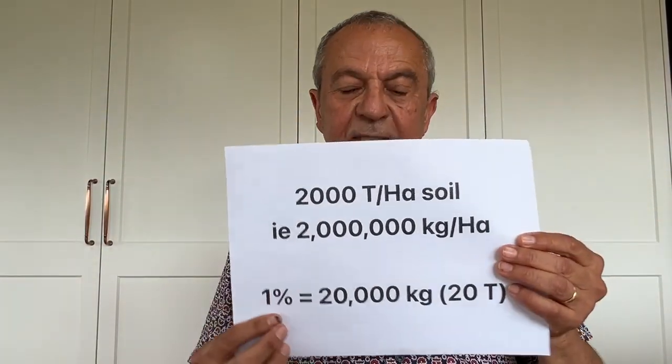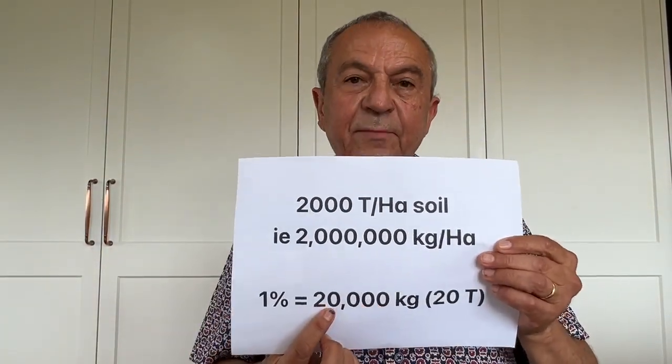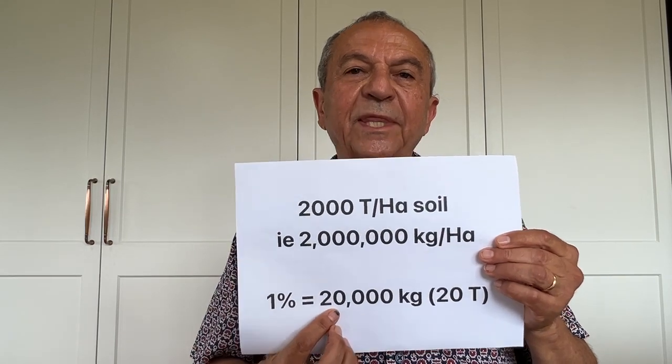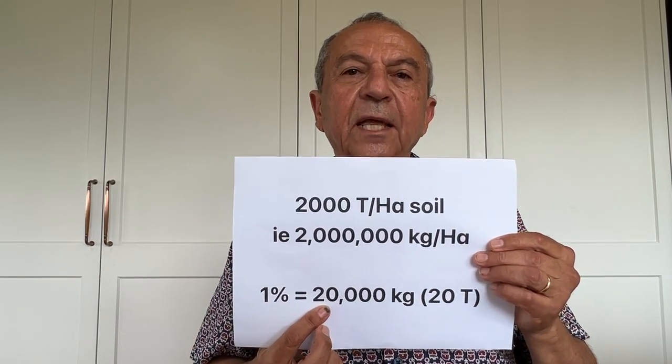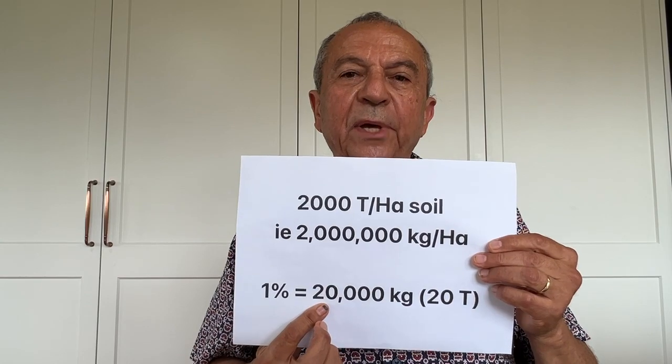The total amount of aluminium in a soil varies from about 1% to about 30%. So if we're talking about 30%, you have to multiply this figure by 30, and you end up with 600,000 kilograms of aluminium per hectare. Oh, how come we're not all dead? Well, luckily, this aluminium is not in a form that is in solution.